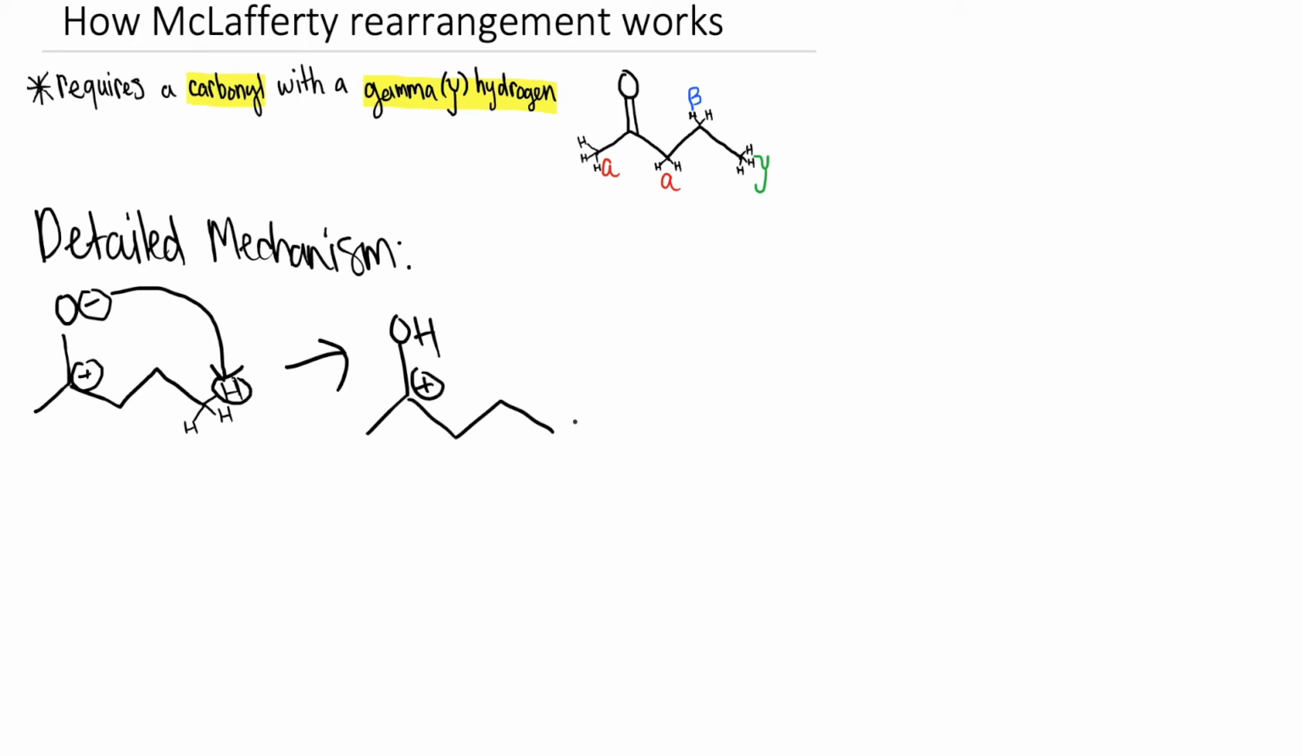So if we look at what that looks like after that's happened, our oxygen has snagged our gamma hydrogen, but something that I want to point out is that these electrons between hydrogen and carbon are still there. So they need to go somewhere. So what we're going to do is make them form a pi bond, a double bond with our beta carbon.